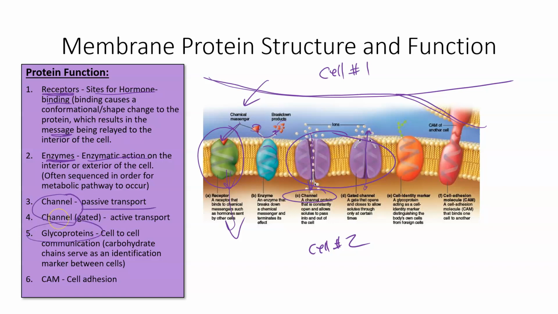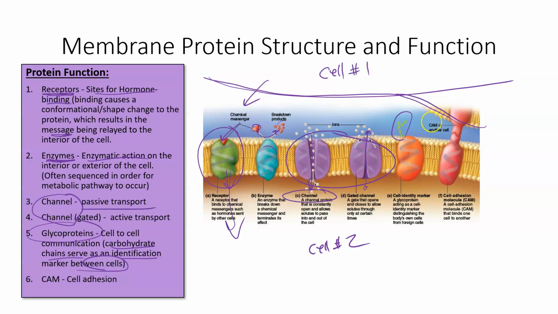We already talked a little bit about glycoproteins. Glycoproteins are those proteins that are associated with an oligosaccharide. They are all about cell surface markers and cell communication. Those carbohydrate chains serve as identification markers and communication between the cells.